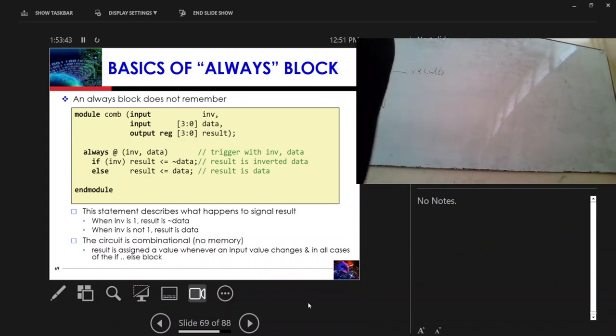Now, if I remove the else, if it is only if INV, result is equal to not data, it will just remember. Why? Because when the if is high, the result is not data, and if it's low, the old value is still there. This is just simple thinking. For 5 marks, you're not writing down? This guy doesn't have to write any answer.